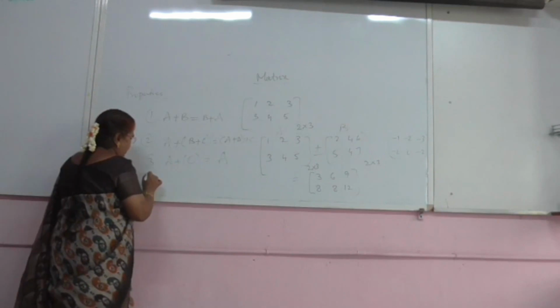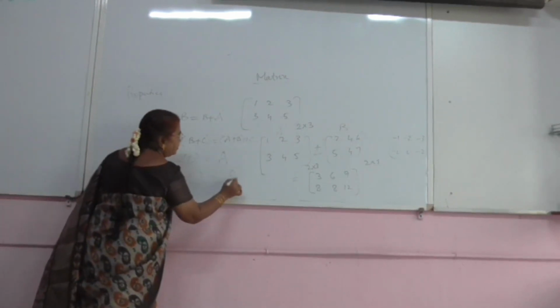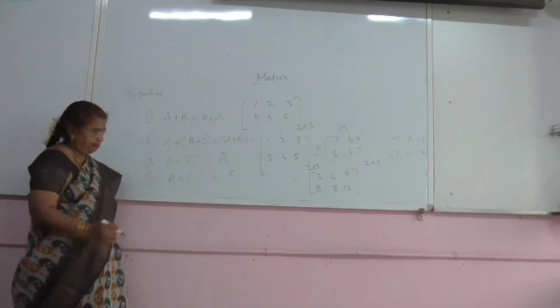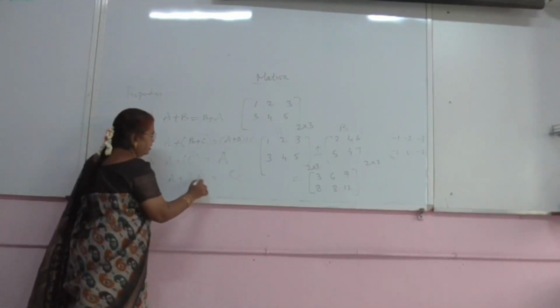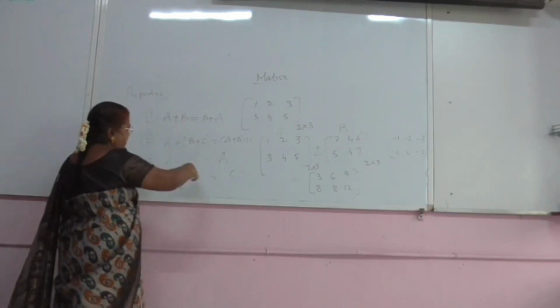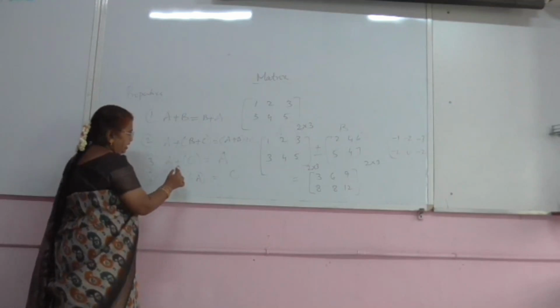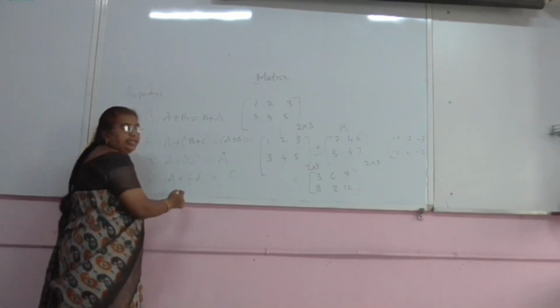Now the fourth property is additive inverse. A plus which matrix equal to 0? Minus A. Therefore minus A is called additive inverse. These are all additive properties: commutative property, associative property, additive identity, additive inverse.